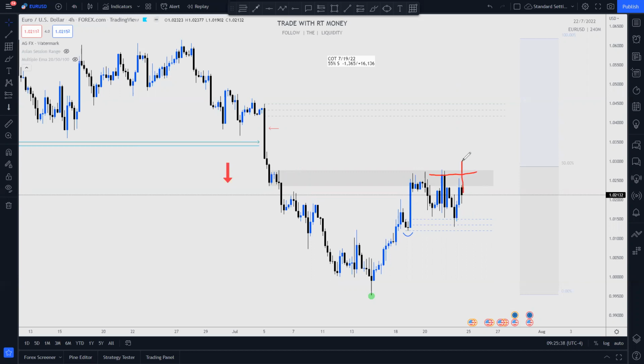I want to see it violated, and then come back to the demand, and then I'll take a counter trend trade long. All right, just looking for 15-minute. I would be looking for a 15-minute confirmation trade up here once it violates. All right, now as far as shorts go, I need to see my confirmation. I need to see a confirmation here.